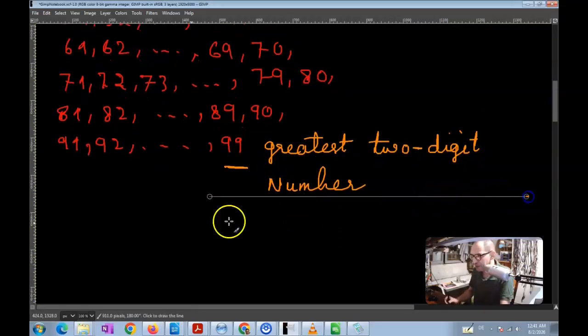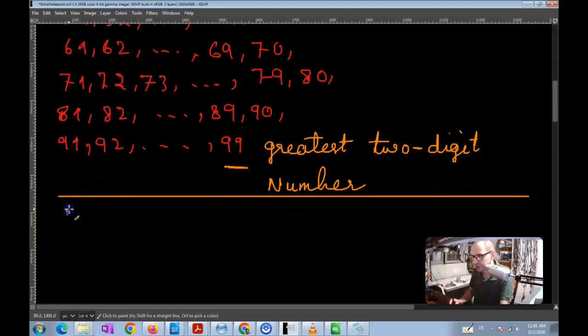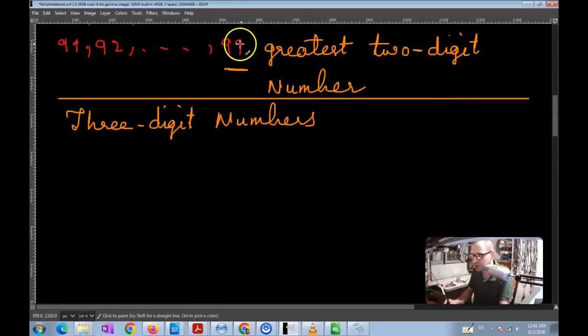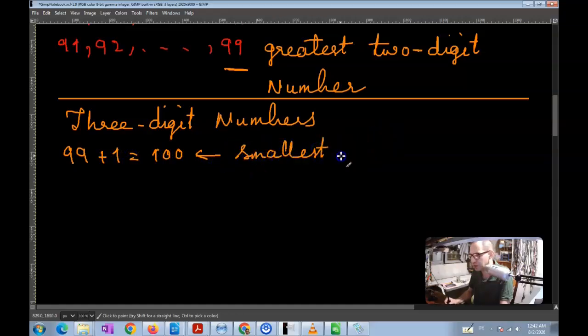And then we can talk about the 3-digit numbers. To get the 3-digit numbers, you take the greatest 2-digit number, which is 99, and if you add 1 to it, you get 100, which is nothing but the smallest 3-digit number.